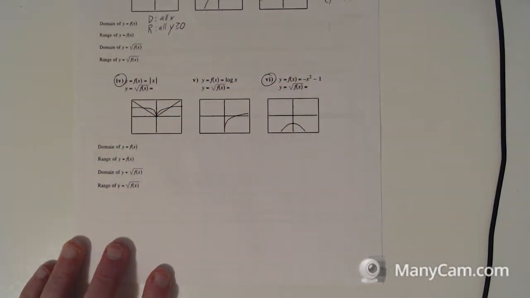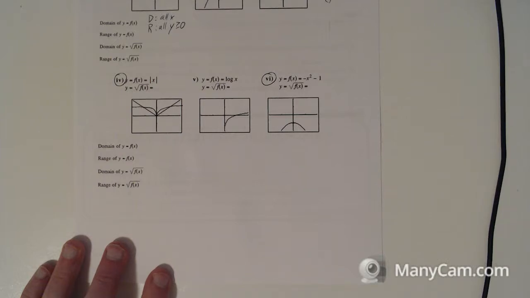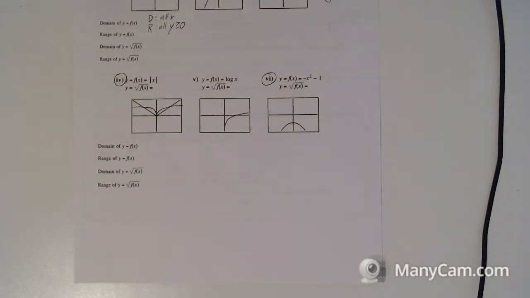If you can't find it, you could always go onto Desmos and do it with Desmos. I'm pretty sure Desmos has it. Let me just double check that. Yep, Desmos has that button. So if you can't find it on your graphing calculator, you could always do it with Desmos.